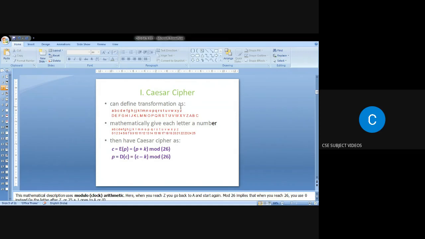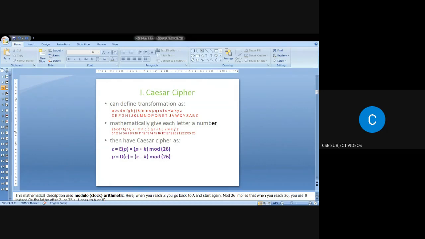The letter A is assigned the number 0, the letter B is assigned the number 1, the letter C is assigned the number 2, and similarly it goes till Z. Finally, when we get to Z, the value 25 is assigned. This is applicable for both capital letters and small letters.